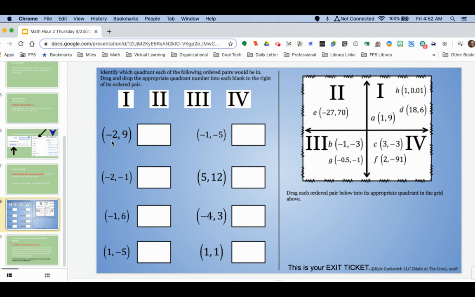So our first one is (-2, 9), negative and then positive. So it's not in here. It's not in here because the first one's negative, the second one's positive. It's not here because they're not both negative. And so the first number is negative, the second number is positive. So this first coordinate should go in quadrant 2. This next one, both numbers are negative. So I look around and I see quadrant 3 is where both numbers are negative. The first number is negative, the second number is positive. I look, quadrant 2 is where the first number is negative and the second number is positive.